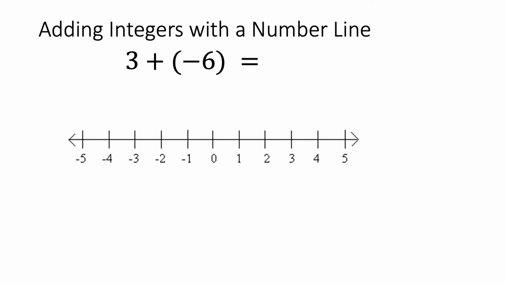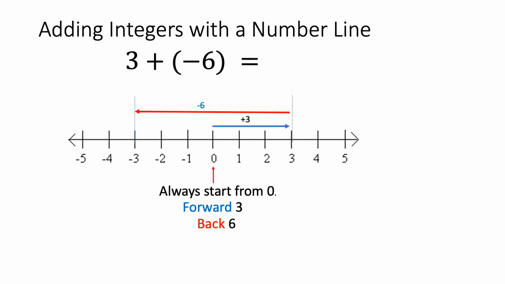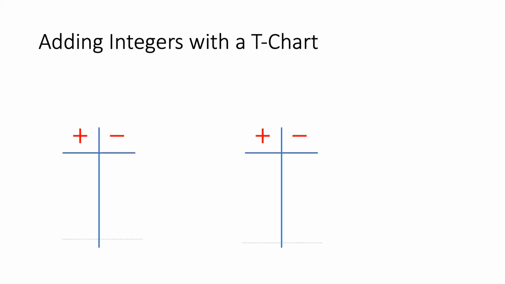Here's 3 plus negative 6. Again, we start from 0. We go forward 3, and negative 6 tells us to go back 6. If we go forward 3 from 0 and then back 6, we end up at negative 3.